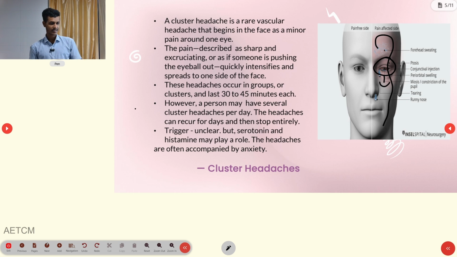The second type is cluster headache. Cluster means a bunch or group, so it is a group type of headache. This condition is a rare vascular headache that begins in the face as a minor pain around one eye. Initially it starts only in the periorbital region of the affected side, and then as time goes on it spreads to the whole unilateral side of the face.